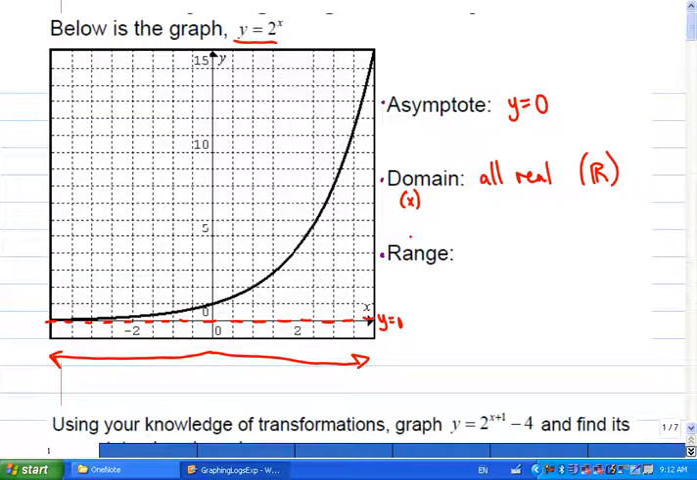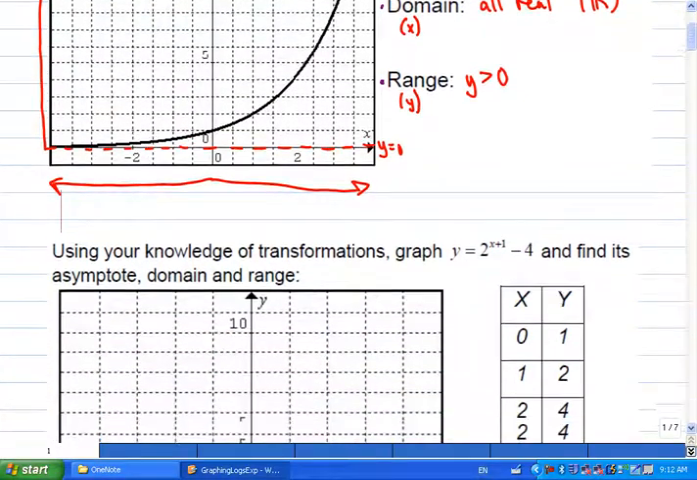The range of values, those are going to be the ones above the asymptote. Remember, it can't cross the asymptote, so it'd have to be strictly above it. So that means it's going to be y greater than 0.